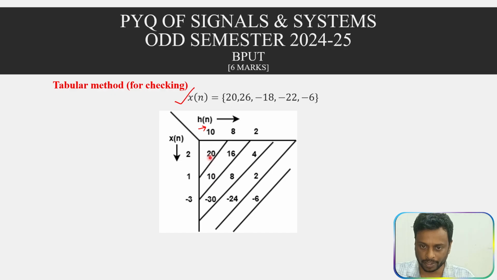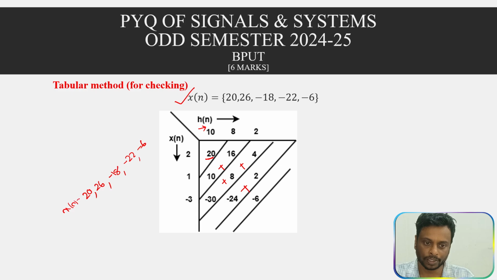Okay, so no need to add here. There is one element. Diagonally you can add. So you can see this is x of n. The first sample is 20. For the second one you can add 10 plus 16, that will be 26. Similarly, you can add this 3. 8 plus 4, that is 12. 12 minus 30, that will be minus 18. Then adding this, it will be minus 22 and minus 6. So this is our result.